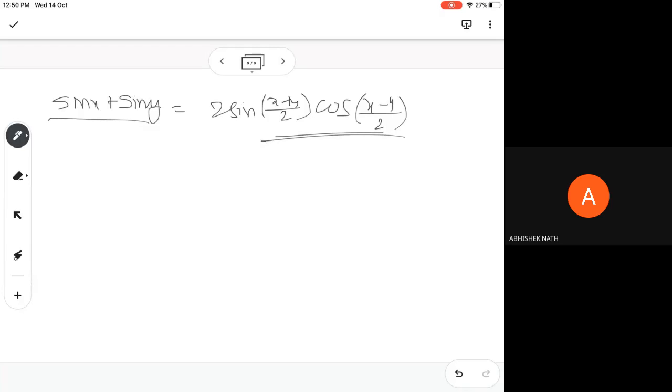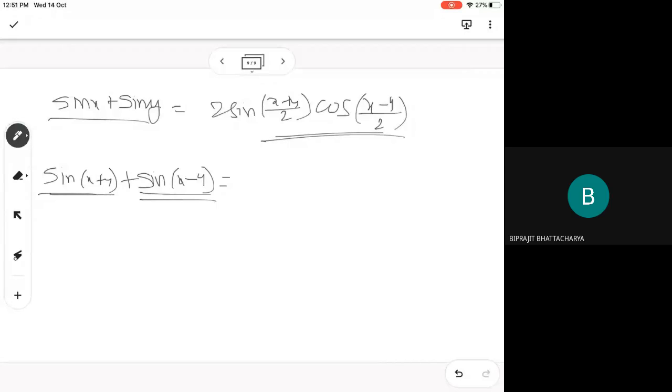How is it possible? It's a very simple task. "Sir, how did it come?" I will tell you, wait a little. Whenever you want to prove these, first consider the sin (x plus y) and sin (x minus y) formulas. What is sin (x plus y) plus sin (x minus y)? Sin (x plus y) is nothing but sin x cos y plus cos x sin y. Sin (x minus y) is nothing but sin x cos y minus cos x sin y.